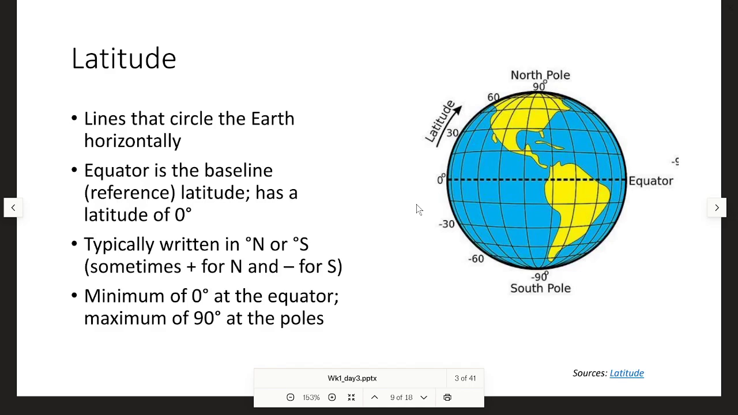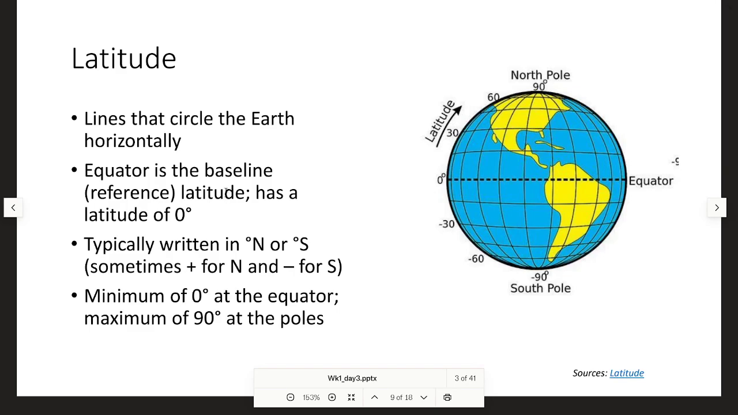So, latitude. There are lines that circle the Earth horizontally. My ex-boyfriend always said, latitude is fatitude because it wraps around the Earth like a belt. And I never forgot that, even after I dumped him. So that was amazing. Good on him for teaching me that. I never got it wrong afterwards.